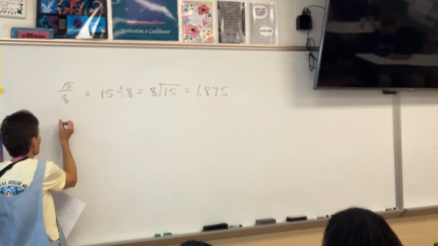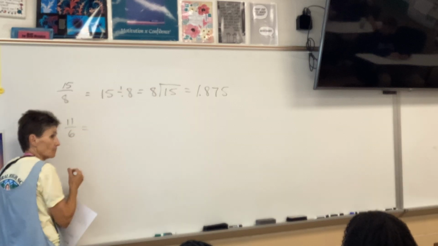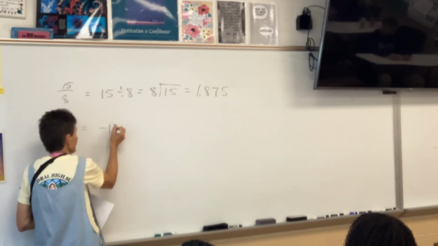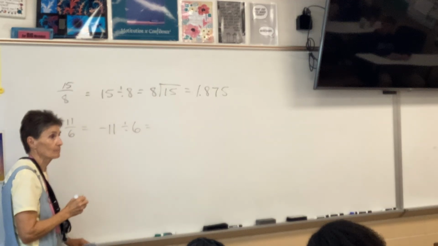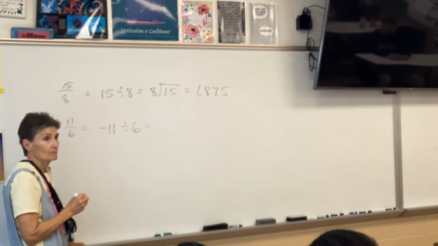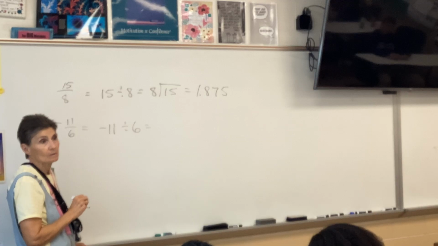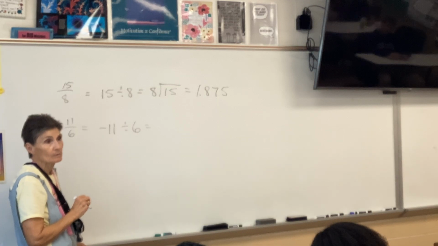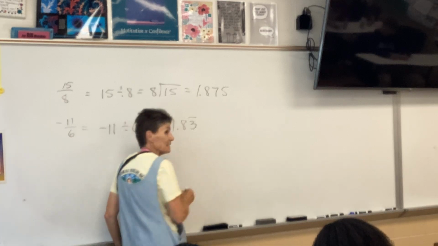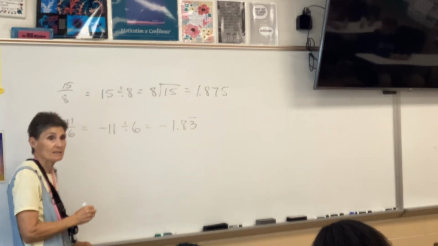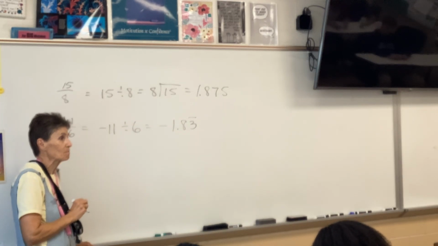All right, well, what about negative 11/6? Negative 11 divided by 6? Negative 1.83 repeating. Everybody know that one bar means repeating, right?